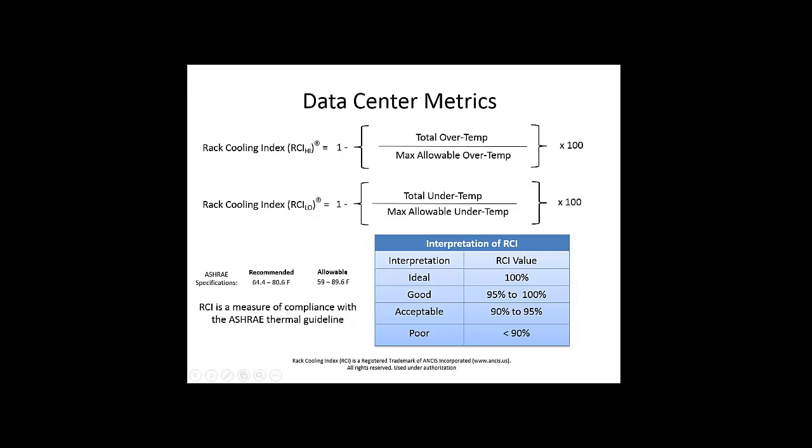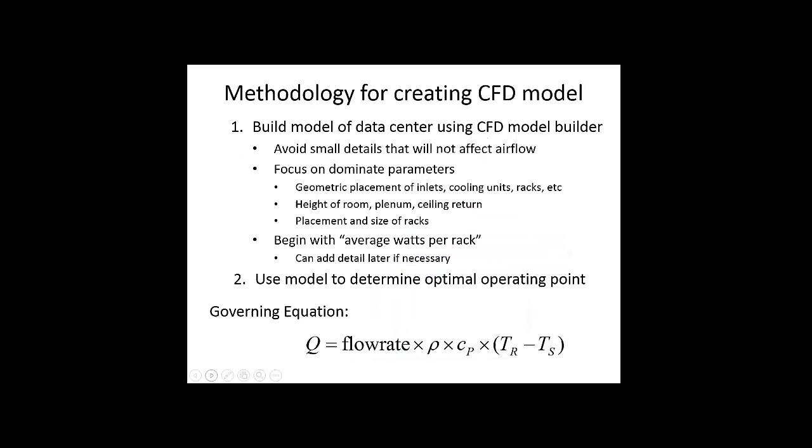So these two metrics help to boil down the results of, in our case, CFD runs to a couple of metrics. These are indices, they're dimensionless, and they allow you to understand where you are with respect to optimization of the data center. So those are two more that we'll be using today.